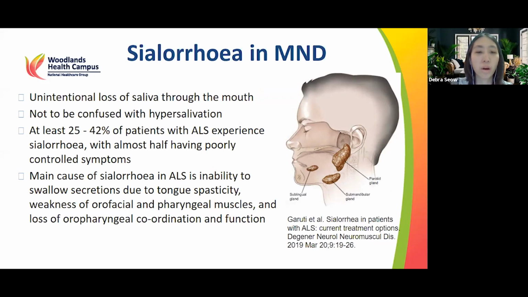Hypersalivation tends to be more common in certain motor diseases such as Parkinson's disease. At least 25 to 42% of patients, possibly up to 50%, with ALS experience sialorrhea, with almost half having poorly controlled symptoms. The main cause of sialorrhea in ALS is the inability to swallow secretions due to tongue spasticity, weakness of the orofacial pharyngeal muscles, and also the loss of oropharyngeal coordination and function.